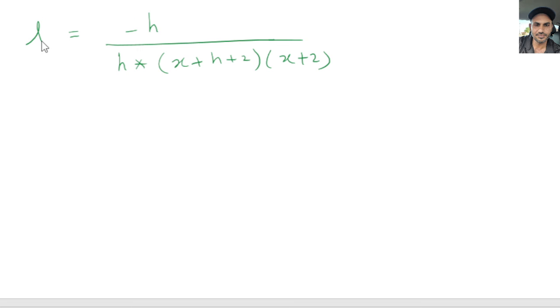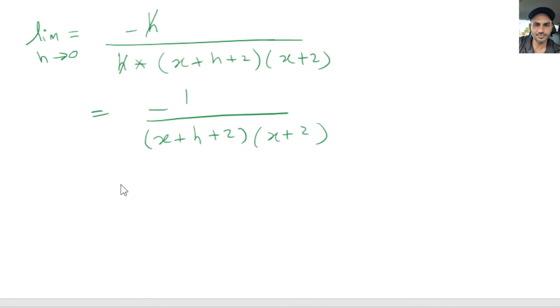So this is equal to negative h at the top, and in the denominator we have h times x plus h plus 2 and x plus 2, and the limit as h goes to 0. So now let's go ahead and simplify this. This h cancels out this h in the denominator. So there is basically negative 1 left on top. So you have negative 1, and you have x plus h plus 2, and then you have x plus 2 right here.